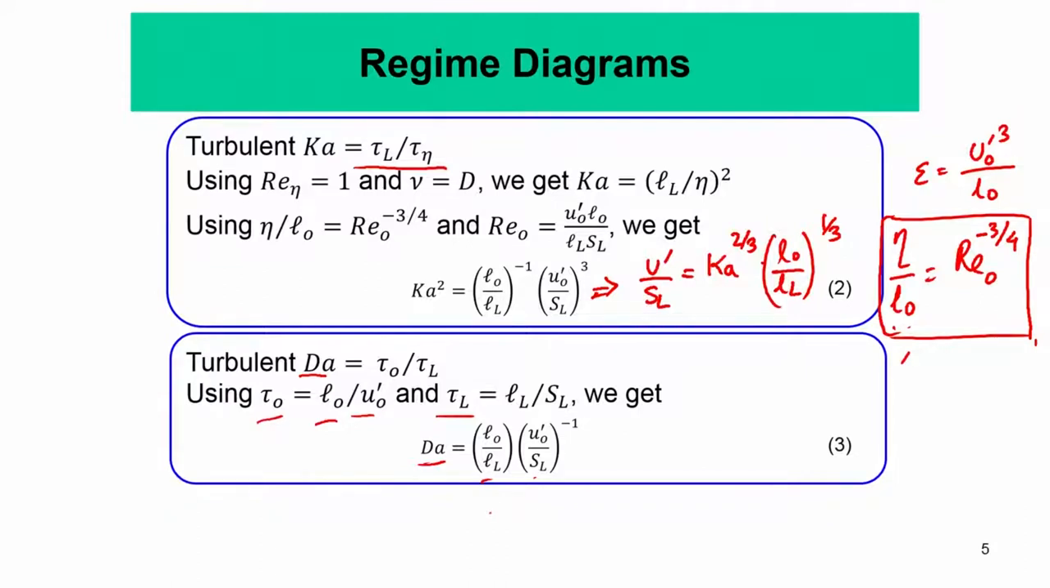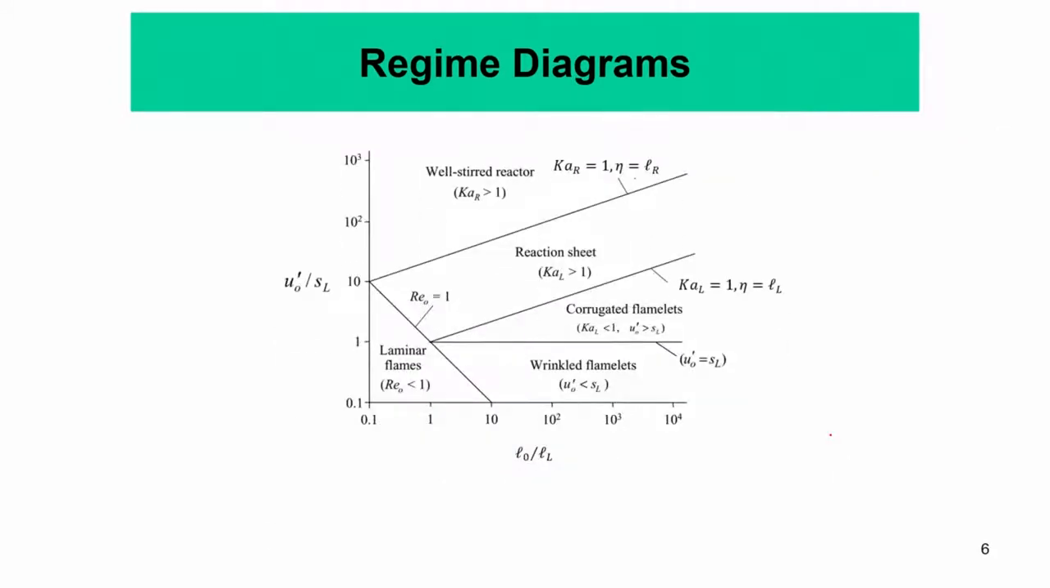So you see we have got numerous non-dimensional numbers. The Reynolds number, if I just write it here, is U prime by SL times L0 by LL. So you see these groups, U prime by SL, the ratio of the turbulent RMS velocity to the flame speed, and L0 by LL, the ratio of the integral length scale to the flame thickness, appear repeatedly, and these are basically used to construct the different non-dimensional numbers. Okay. So then we can use these two groups, U prime by SL and L0 by LL, to construct something like a regime diagram.